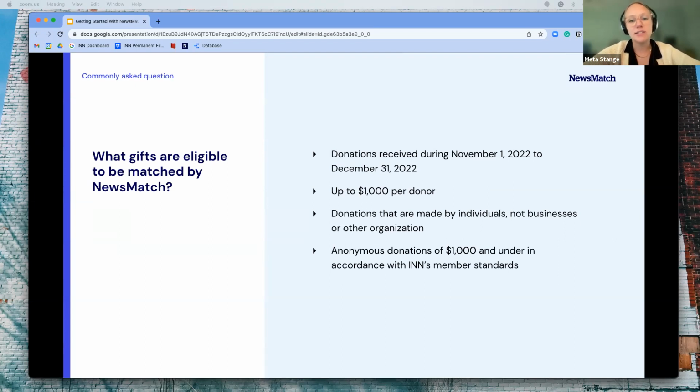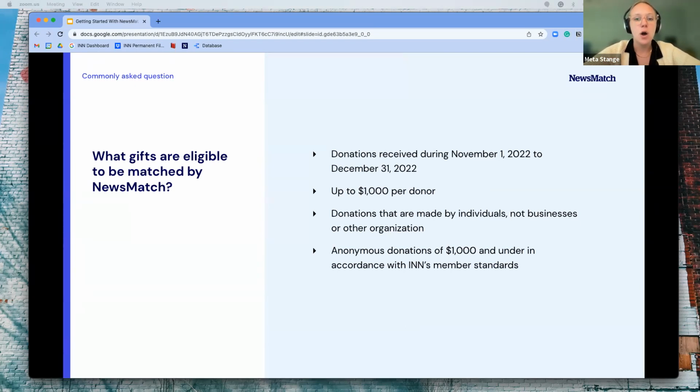Contributions through donor advised funds, family foundations, or other individuals are eligible to be matched if they can reasonably be seen as coming from a single individual supporting your work. So those get reviewed on a case-by-case basis. And if you have any questions about that throughout the course of your campaign, you're more than welcome to reach out.